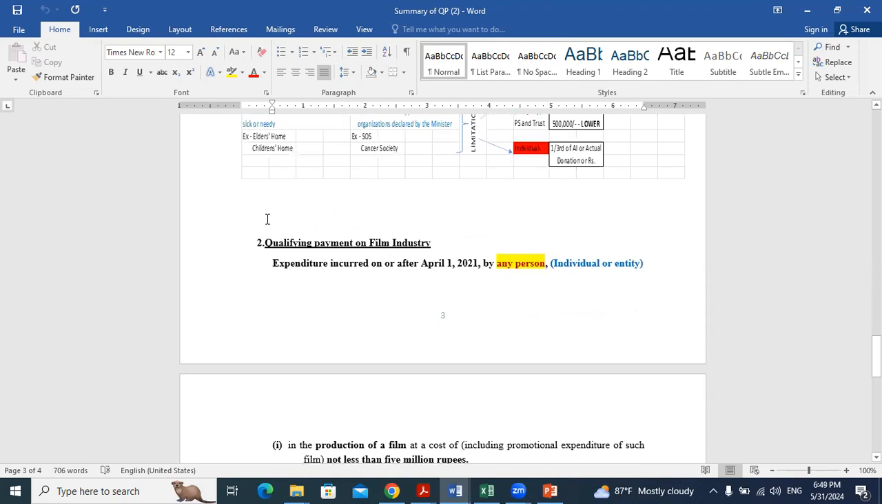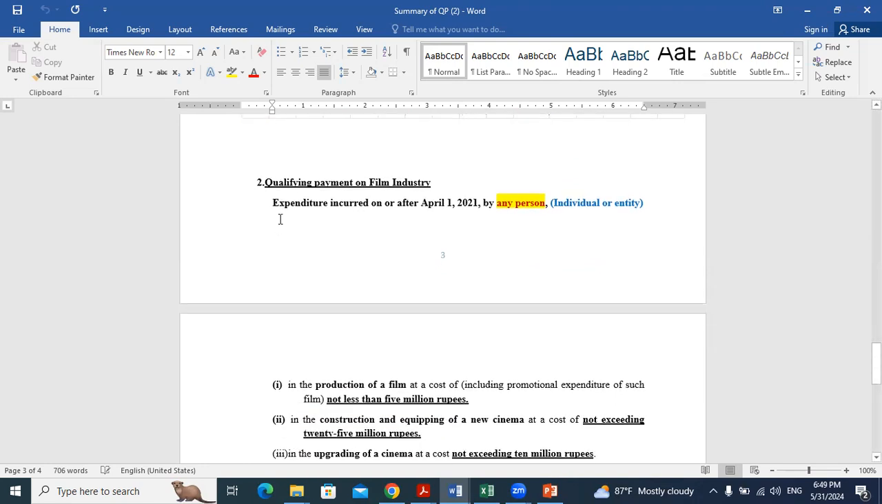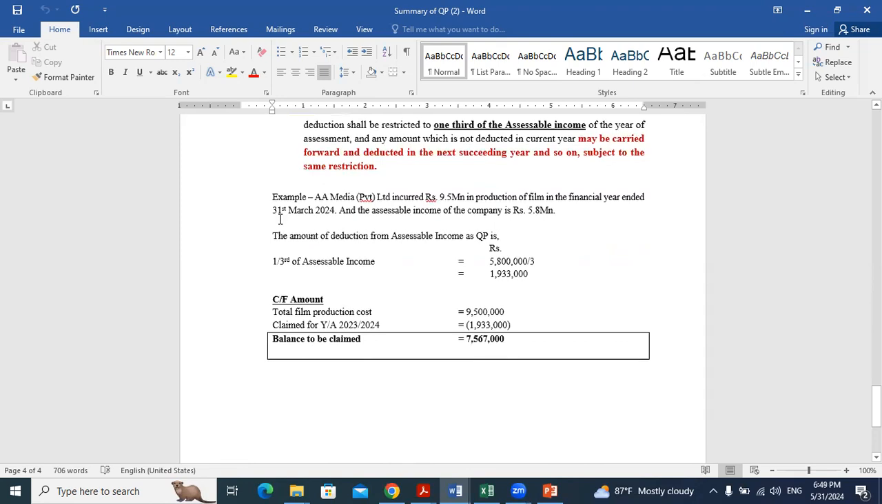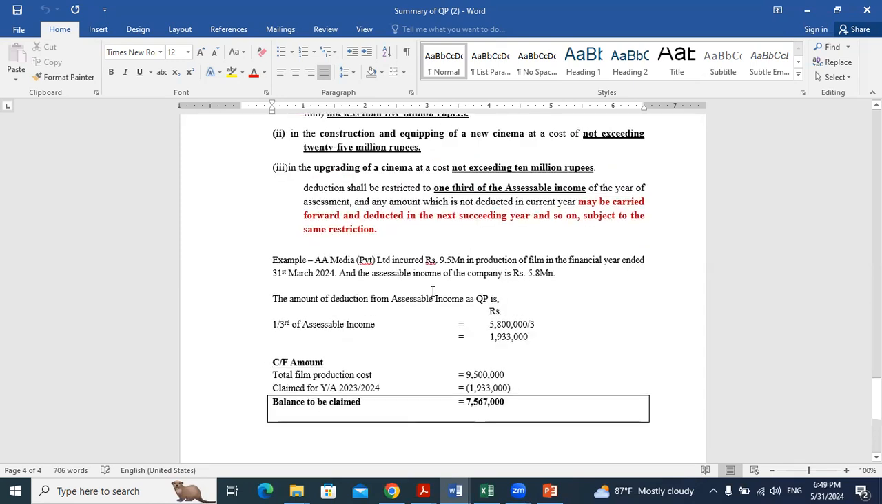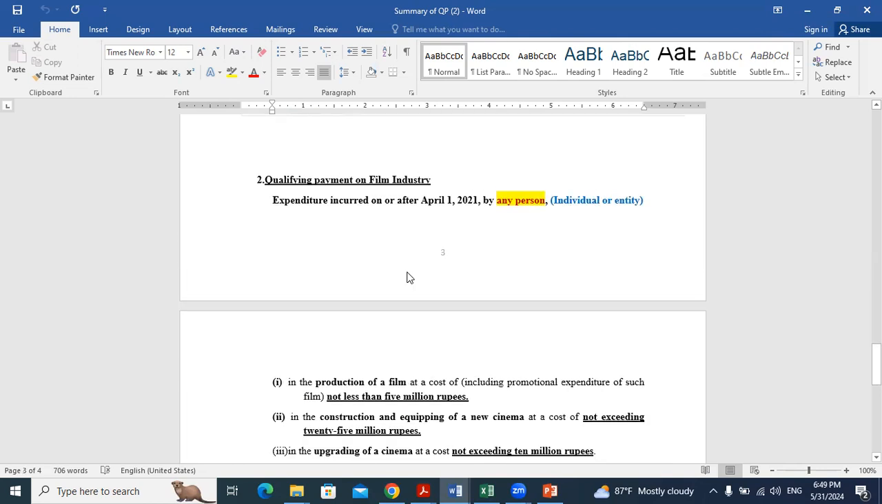The other one is qualifying payments for film industries. For the sake of knowledge, you can keep on reading. This is not difficult, and there is an illustration also. You can read it and understand. For examination purposes, we will be checking only the upper part, that is the donations to approved charity, and donations to the government, government related institutions or funds established by the government. So anything to ask, just give me feedback whether you are comfortable.